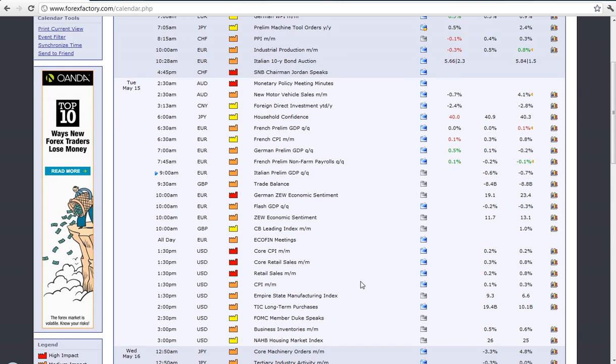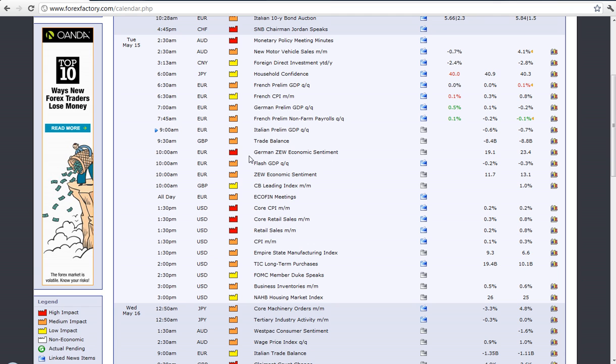Okay, let's have a look at the forex calendar. What do we have coming out today? The headline data out today is the German ZEW economic sentiment number. That's forecast at 19.1, previously 23.4. We have the Eurozone flash GDP numbers quarter on quarter, forecast at minus 0.2%, previously minus 0.3%. At 1:30 UK time, we have the US CPI numbers. The month on month is forecast as a slight decrease, 0.1%, previously 0.3%, with the core CPI forecast to stay the same at 0.2%, and we have retail sales out as well.